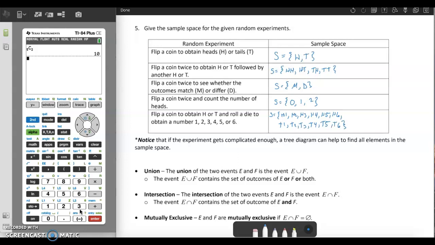And we know from our prior work that if we wanted to know how many there would be, we could use that multiplication rule since there's 2 possible outcomes for the first heads or tails, and then there's 6 possible outcomes for the second, so we should get 12 total outcomes, and I have indeed written 12 different outcomes out there. So it says, notice that if your experiment gets complicated enough, a tree diagram can be helpful to find all the elements in the sample space. So we may know by this how many there are, but if you ever have trouble visualizing what they all are to list them, then making a tree diagram can help you to visualize those.